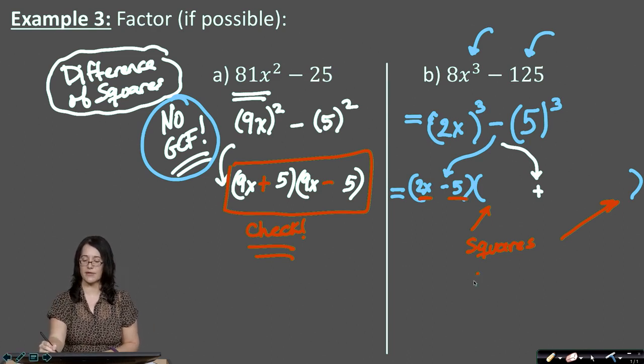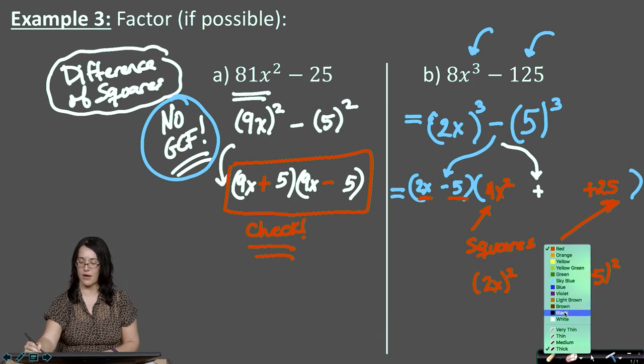So if you take 2x and you raise it to the second power, what do you get? You get 4x squared, don't you? What if you take negative 5 and you raise it to the second power? What do you get? Yeah, that's right. You get positive 25.